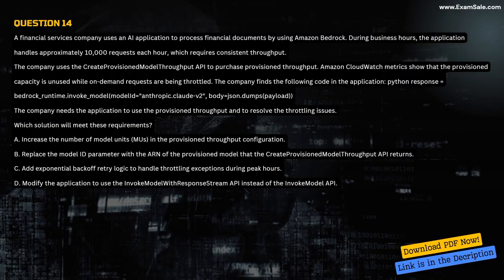A. Increase the number of model units (MUs) in the provisioned throughput configuration. B. Replace the model ID parameter with the ARN of the provisioned model that the CreateProvisionedModelThroughput API returns. C. Add exponential backoff retry logic to handle throttling exceptions during peak hours. D. Modify the application to use the InvokeModelWithResponseStream API instead of the InvokeModel API.